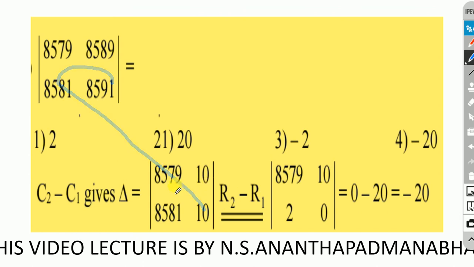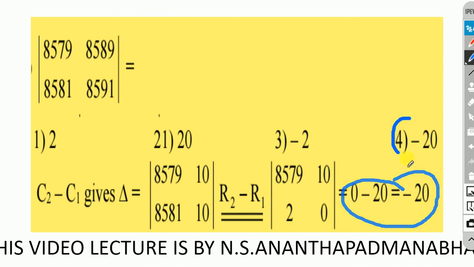Next I will do the row operation, that is R2 replaced by R2 minus R1, that is 81 minus 79 is 2 and 10 minus 10 is 0 here. Now it is easy to expand. 8579 into 0 is 0, minus 2 into 10 is minus 20 here.